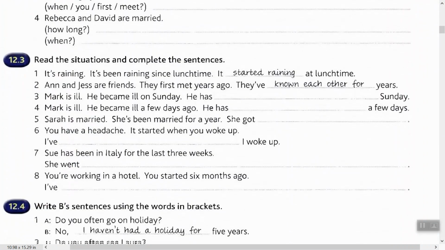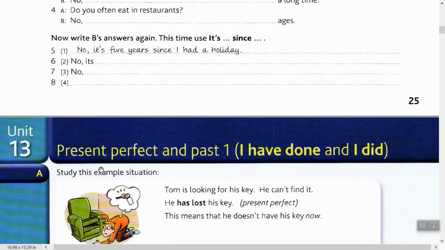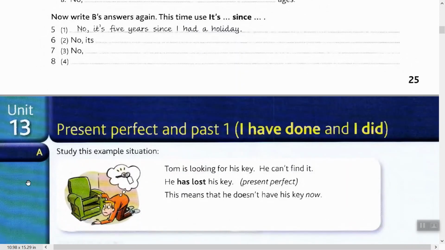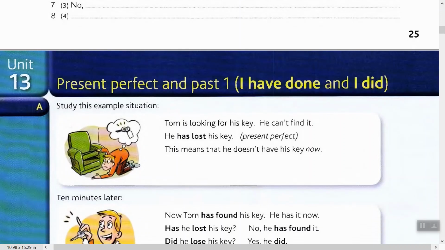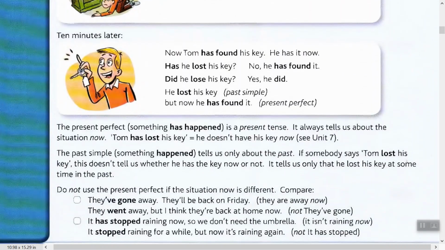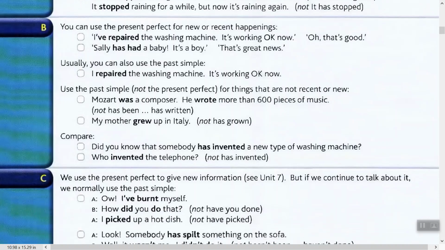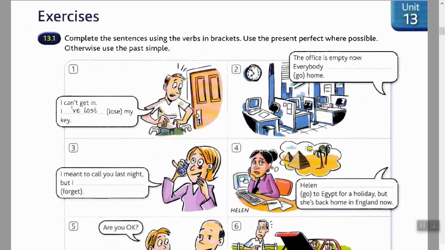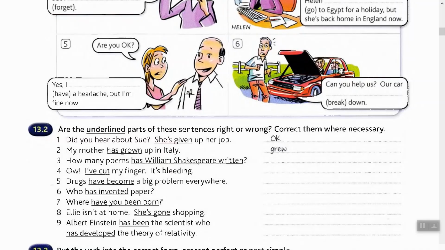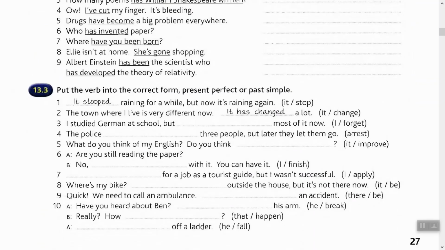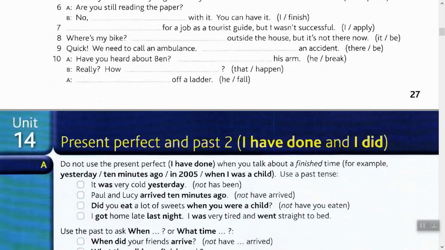How long? This is unit number 13. It is repetition, the difference between present perfect and past. We talked about them. You can benefit from reading it again. It compares the present perfect and the simple past. The same thing here with unit number 14: present perfect and past. You can read it to get some benefit.